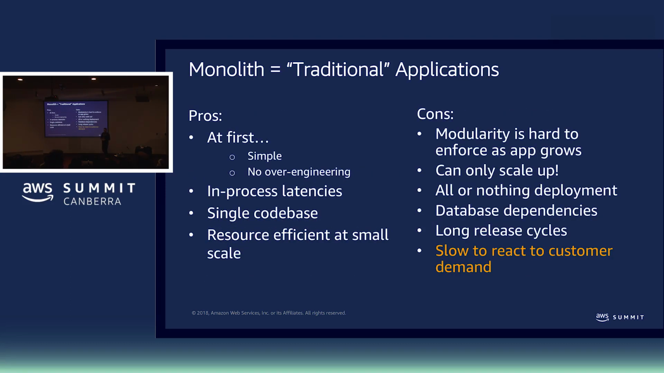But that's not all bad, right? So there are some good things about monoliths. At first, they're simple, they're not over-engineered. We can take advantage of in-process latencies, we've got a single code base, and they're pretty efficient when they're small in scale. But there are some cons as we move ahead, and here's just a bit of a list. But I think what I want to call out mainly here is that a monolith really has an impact on our ability to react to customer demand.